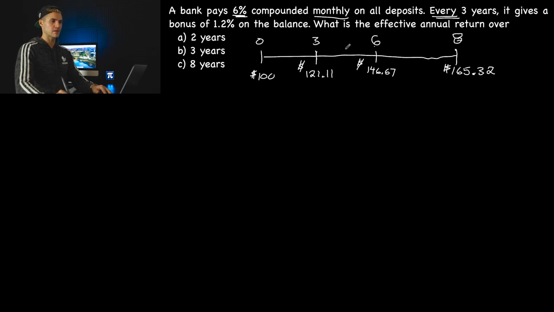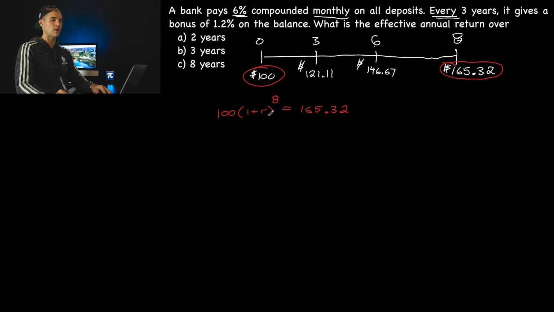And so now we can find the effective annual return over this 8 years because we have what we started with, the present value 100, and then we have the future value that we're going to end up with, 165.32, right? So we're starting at 100. What rate over 8 years did we earn to get to this 165.32, like that? And then you would solve for r, right?